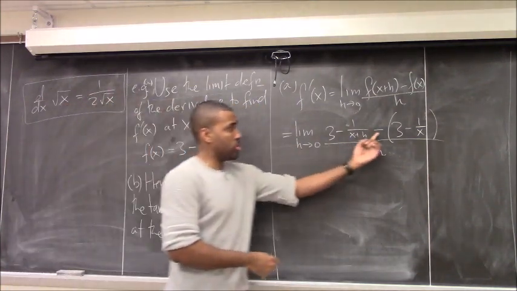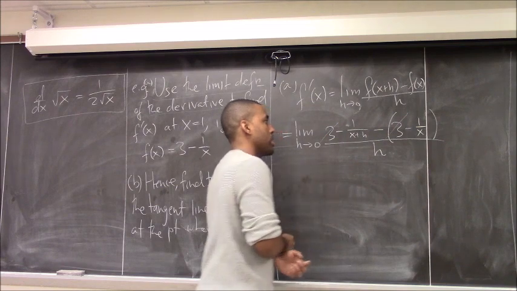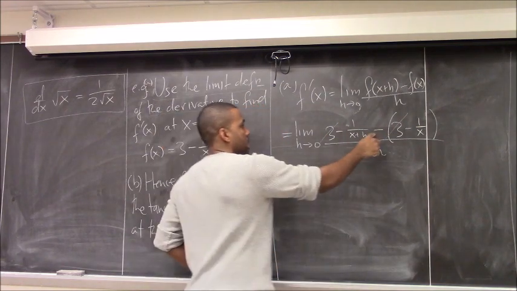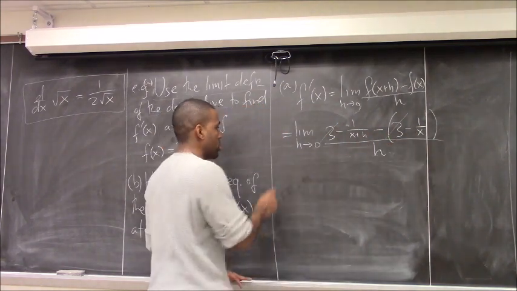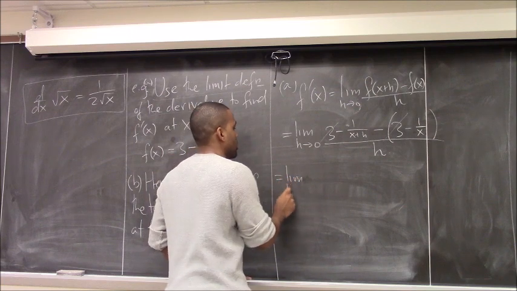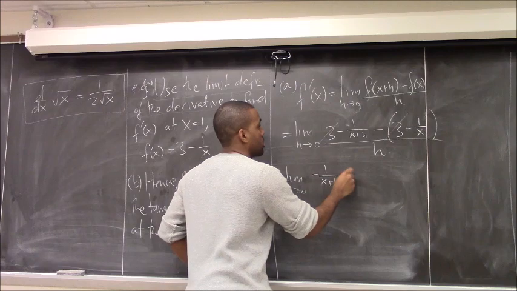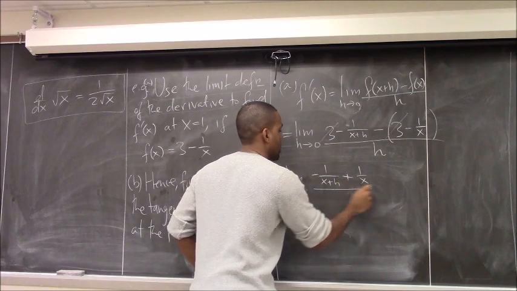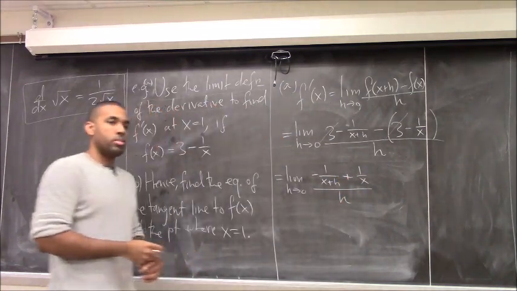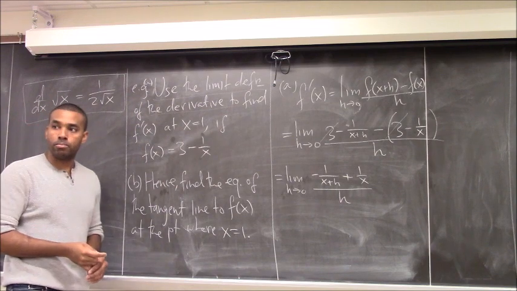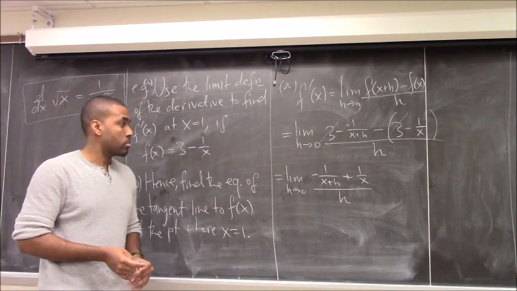Now at this point the 3's will actually kill each other right away. So 3 minus 3, that goes away. And then I have minus a minus 1 over x, that gives me plus 1 over x. So this just becomes the limit as h approaches 0 of this plus that. How do you simplify something like that? Do you get the denominators on top first the same?